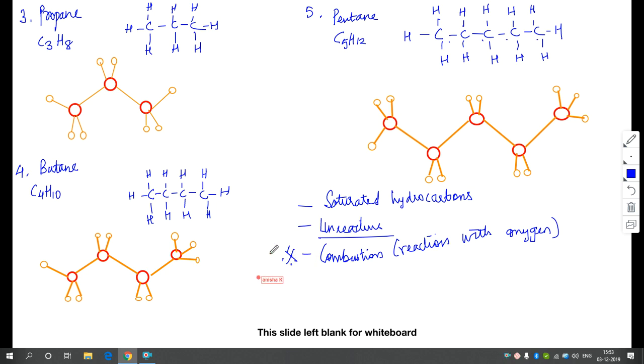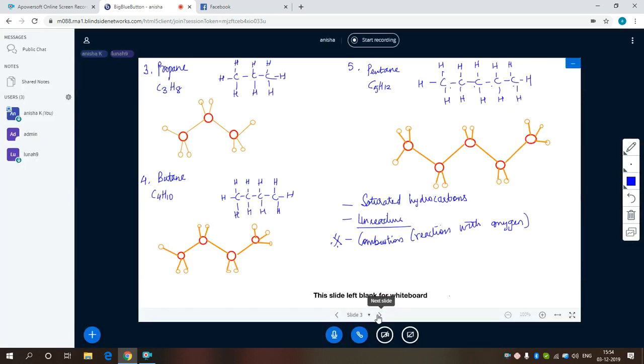Clear? Like all other homologous series, alkanes show isomerism. Here we have just seen one structural form, but we will have many isomers. Now, isomerism, I'll just tell you one example. Are you done with this page? Yes. Okay, moving on to the next page.